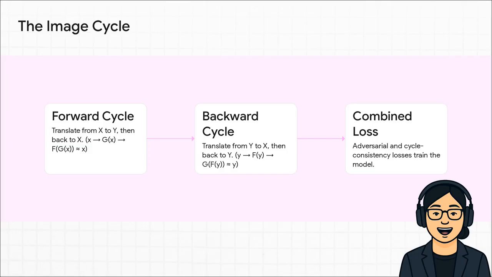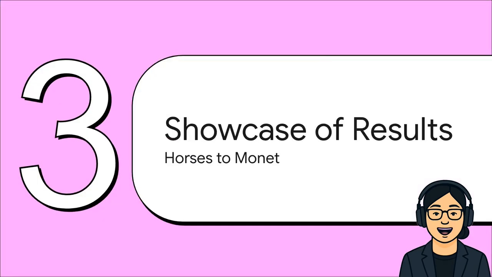It does this millions and millions of times, and it does it in both directions, horse to zebra and zebra to horse. This cycle forces the AI to learn what zebraness really is, the stripes, while preserving everything else. And the results of this one simple idea? They were absolutely mind-blowing. It really laid the foundation for a lot of the creative tools we take for granted today.